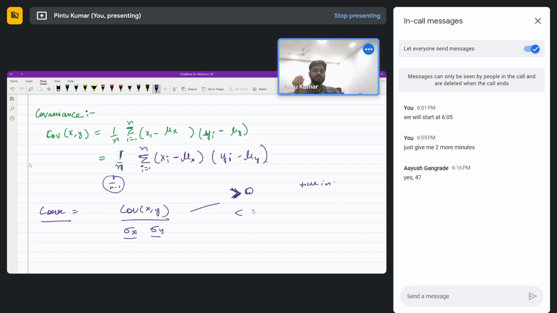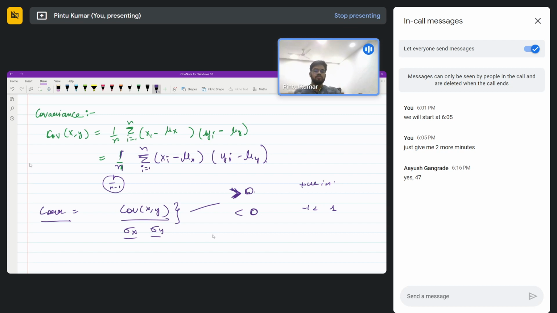Now if it is less than 0, then they are negatively correlated. I'm not getting an example, but that means if one of your parameters increases, then the second one tends to decrease. That is what is meant by negatively correlated. And one more thing, this value would be between -1 and 1. The closer it is to 1 or -1, the stronger the correlation. If it is close to 1, then it is very strongly positively correlated.